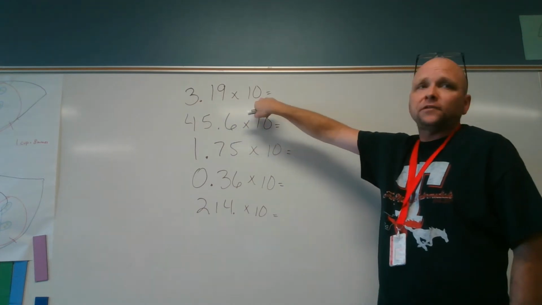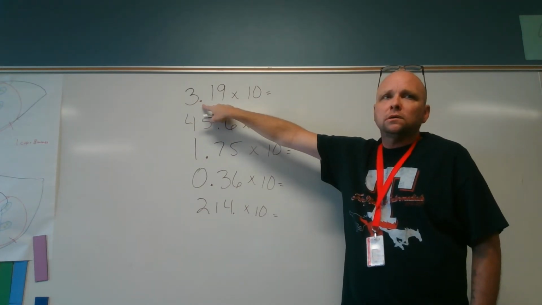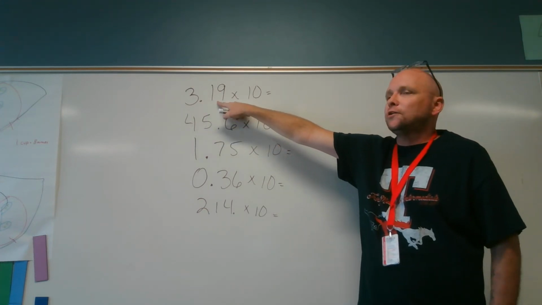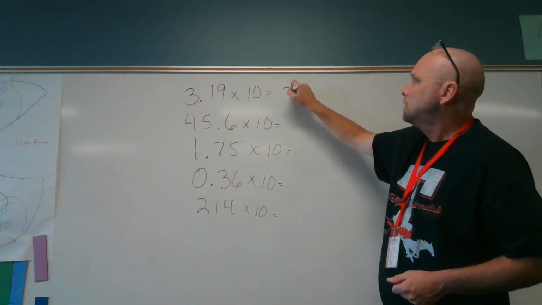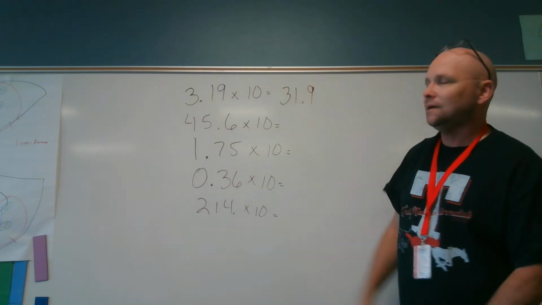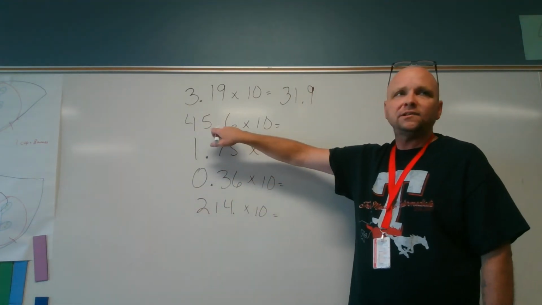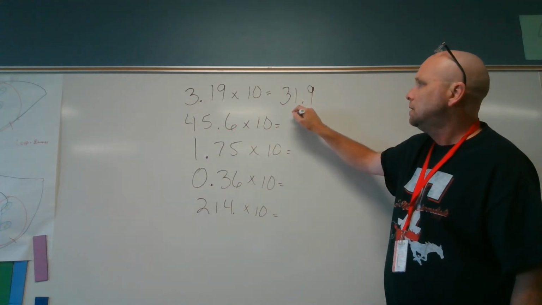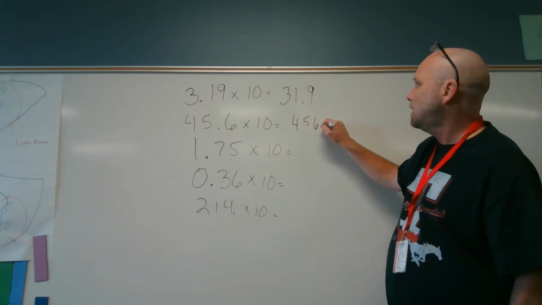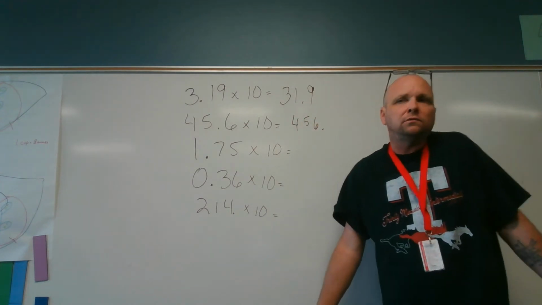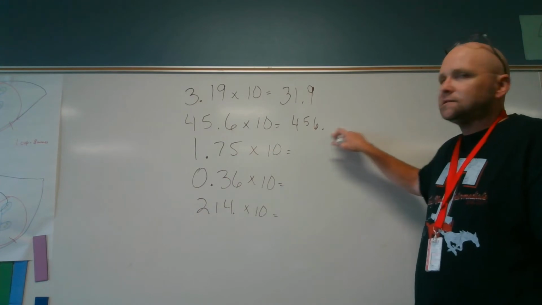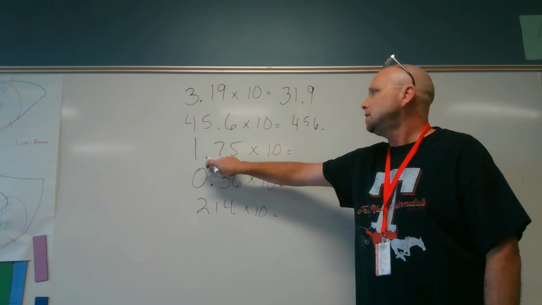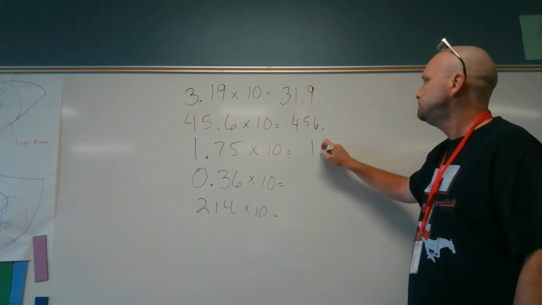3 and 19 hundredths times 10. The decimal point moves one place to the right. Correct. So it becomes 31 and 9 tenths. 45 and 6 tenths times 10. Decimal point moves one place to the right. 456. I can put the decimal point there if I want. I don't have to, because that's the ones place. If there's nothing behind it, we're good. 1 and 75 hundredths times 10. Decimal point goes behind the 7. 17.5.